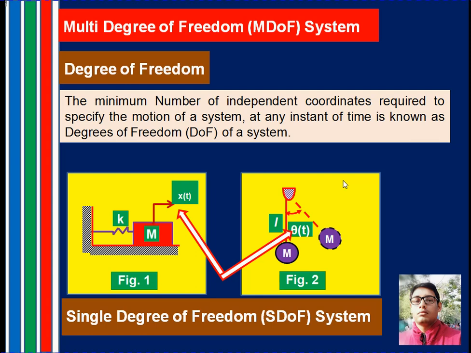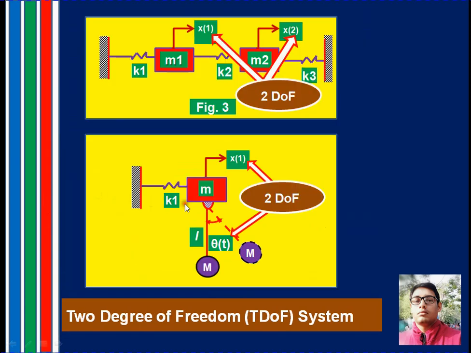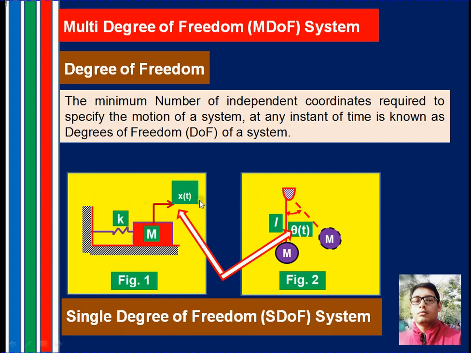Look at figure 1. Here the mass is connected to a spring and the spring is connected to a vertical reference plane. Now, the position of the mass m at any instant can be obtained by knowing the displacement x at time t. So x of t is the only parameter that decides the position of the mass m.